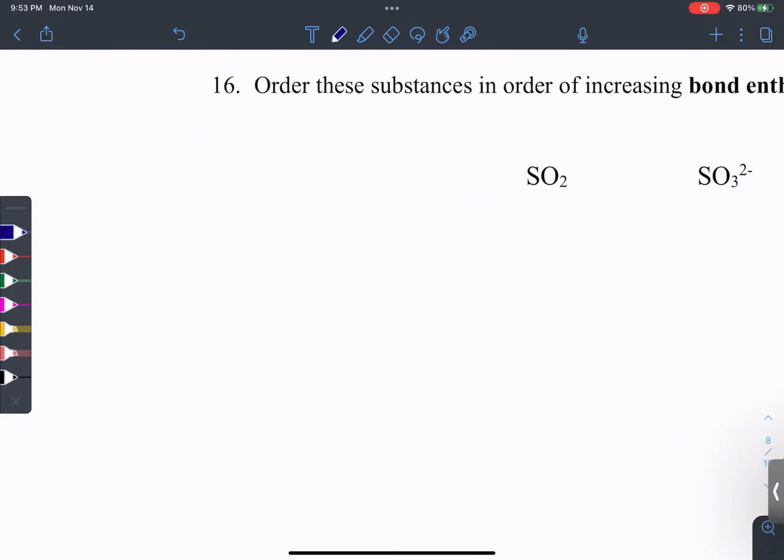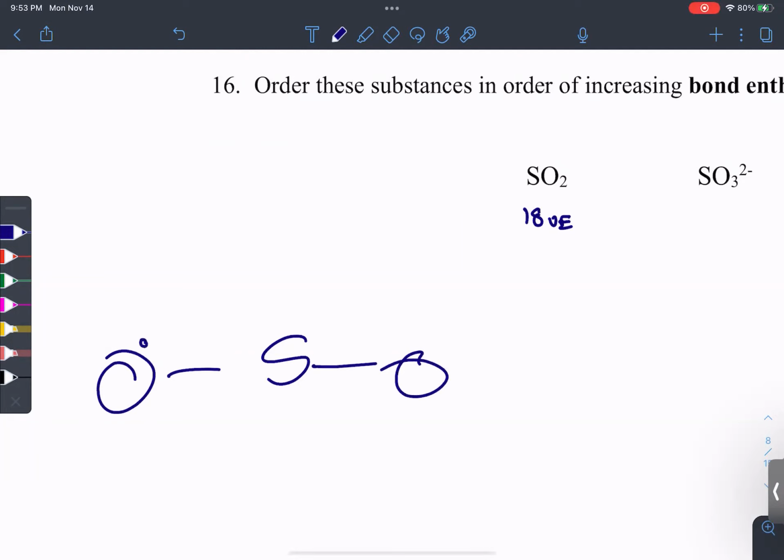I'm going to go through this very quickly, because it's just the 5/6 steps. So SO2 has 18 valence electrons that we need to place. Sulfur is our central atom. So 2 bonds to oxygen. So I've drawn 4 electrons already. So 4, 5, 6, 7, 8, 9, 10, 11, 12, 13, 14, 15, 16. Where do the last 2 electrons go? On the central atom.